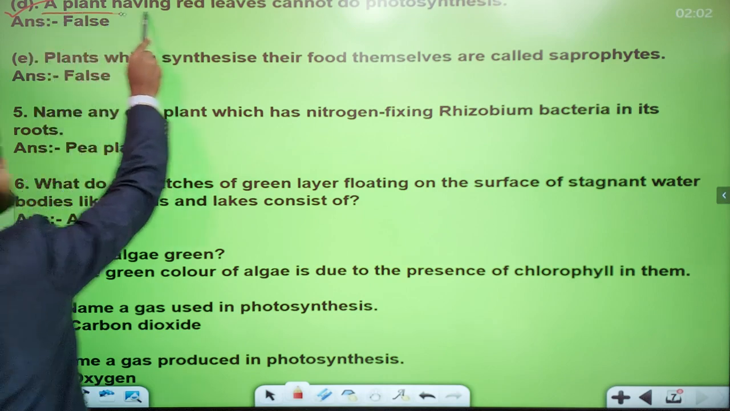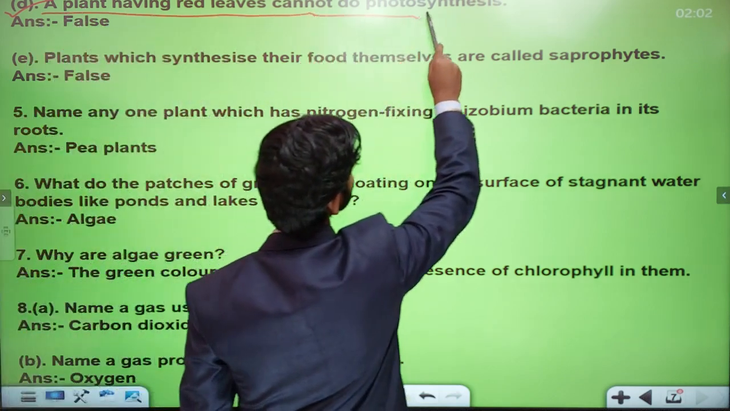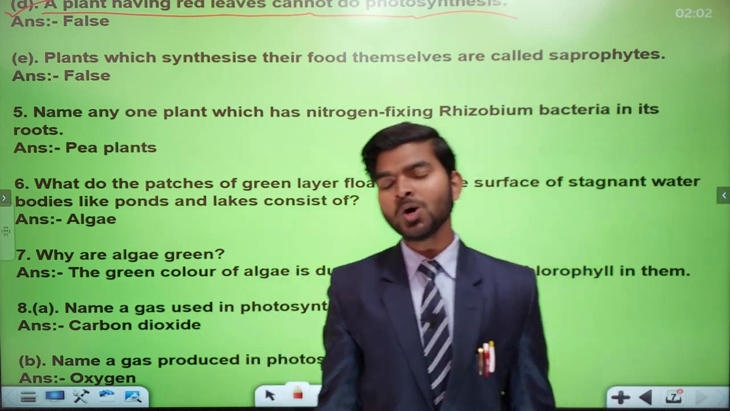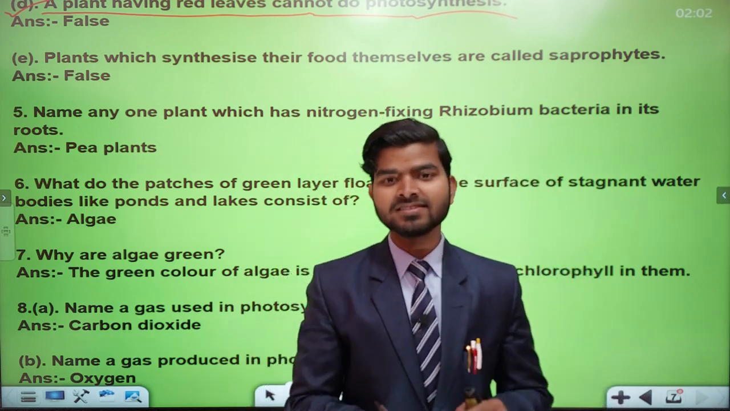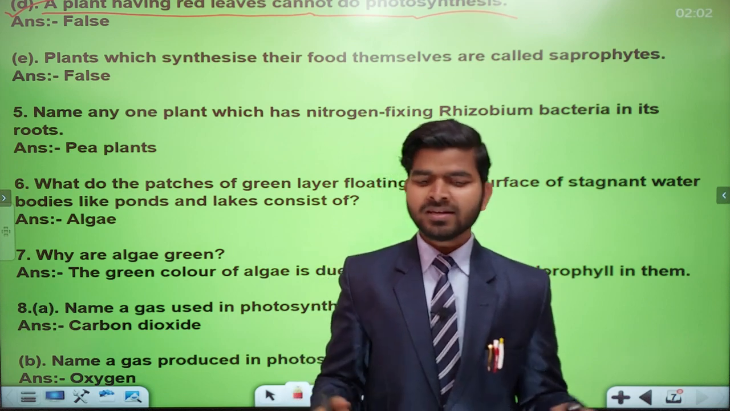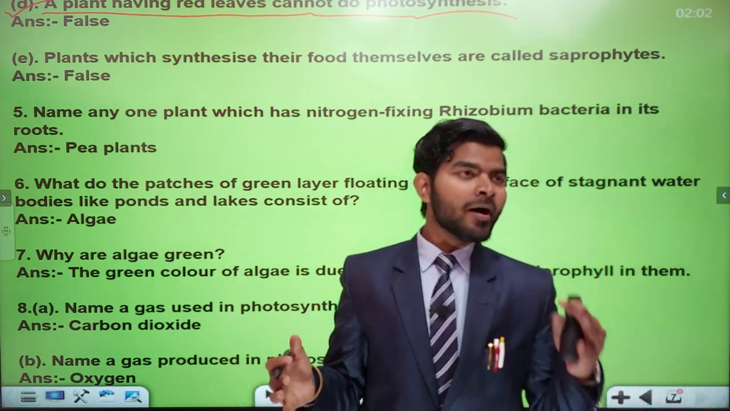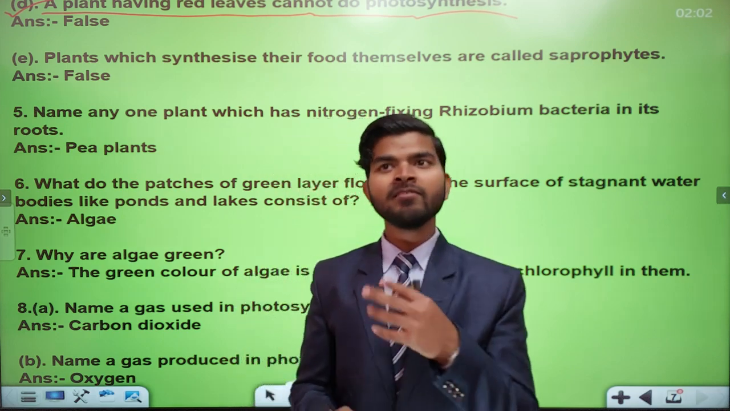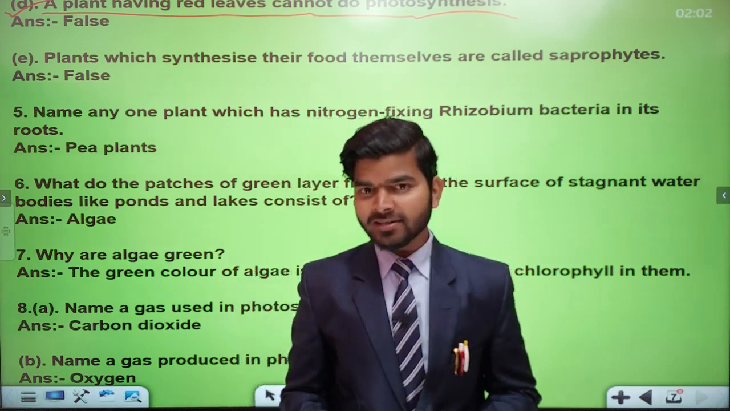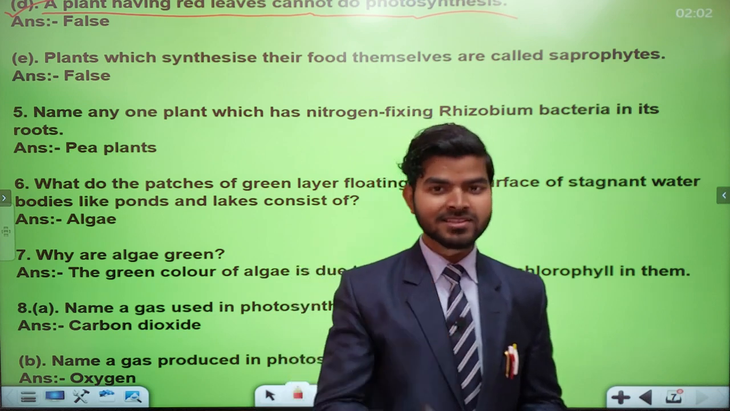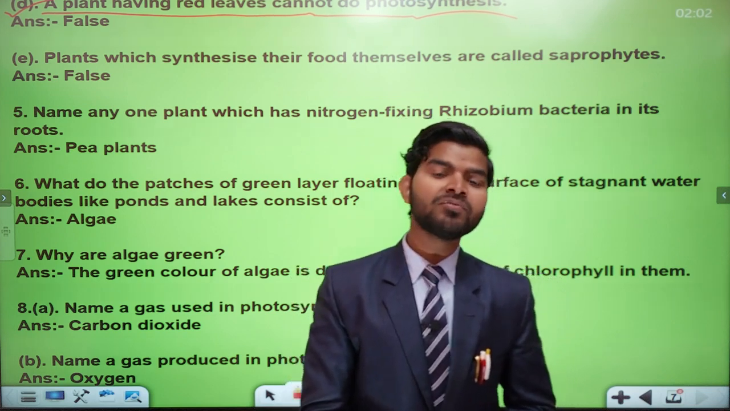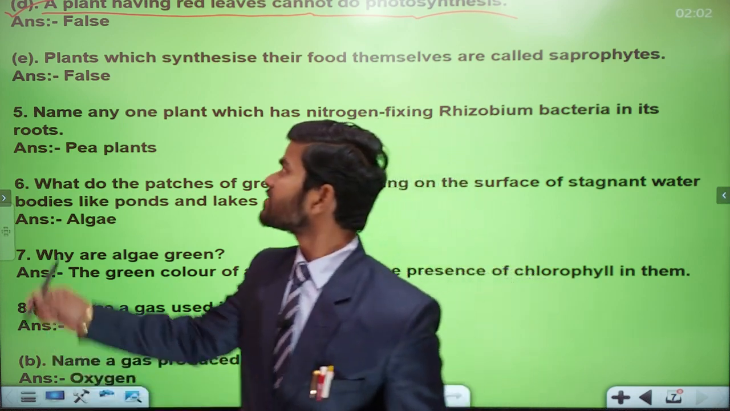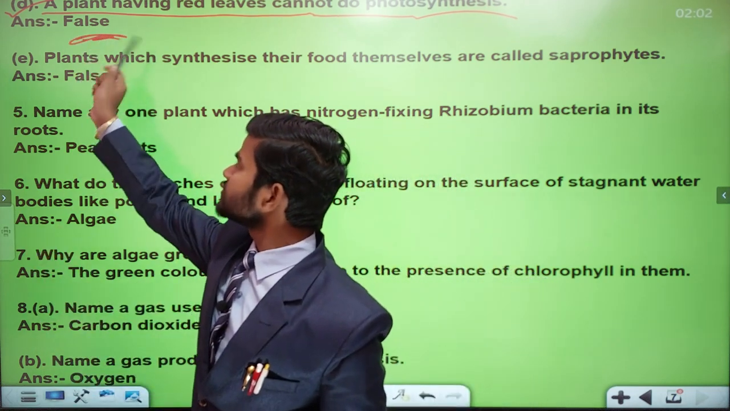A plant having red leaves cannot do photosynthesis. Is it possible? Is this statement true? No, this statement is false. Why? Because the color of the leaf may be yellow, brown, white, red, pink, or violet, but photosynthesis must be done by that particular plant in order to fulfill the requirement of food. So this is false, and the correct answer is false.